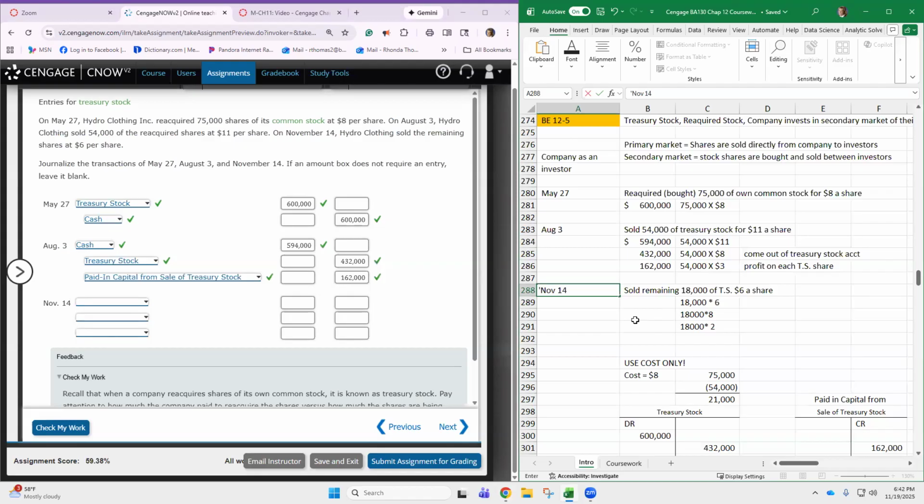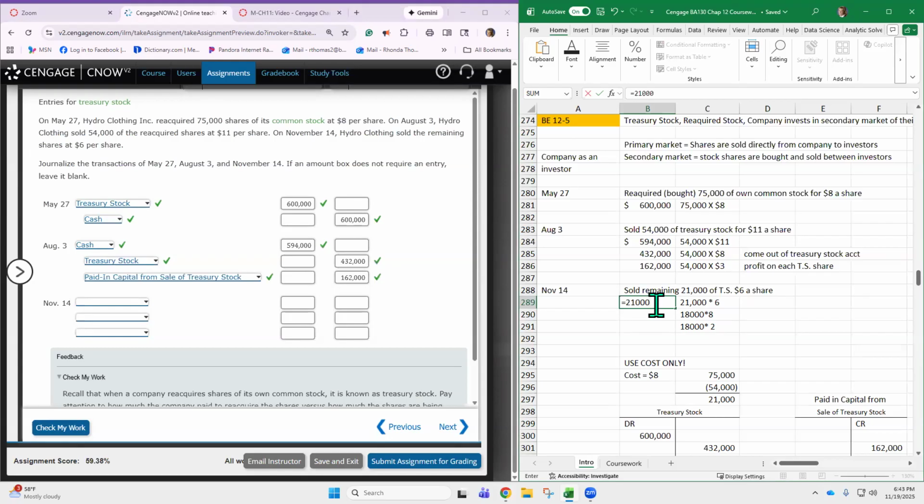November 14th. We're going to sell the remaining 21,000 shares, but we're going to sell them for less than we bought them for. What? Yep. I guess our shares aren't doing too good. We're selling them for $6 a share. So we're going to have a little loss on these, right? It's a good thing we should have sold them all August 3rd, right? But we don't have a crystal ball, so we don't know what's going to happen. So 21,000 times 6 is going to get you how much cash is coming in.